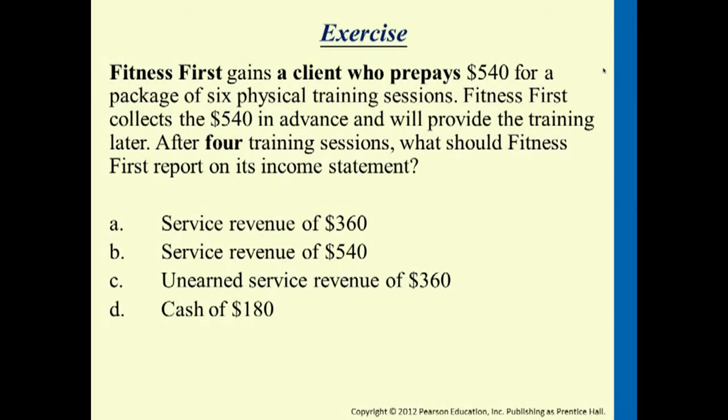So the next question will be, how do we journalize the adjusting entry? Okay, so earlier we have $540. This is a liability. We're turning the $360, the service that we already provided, into actual service revenue.